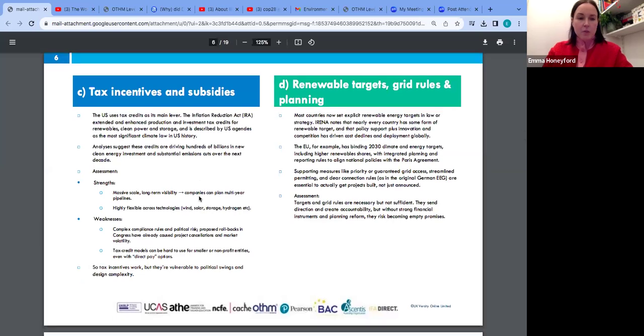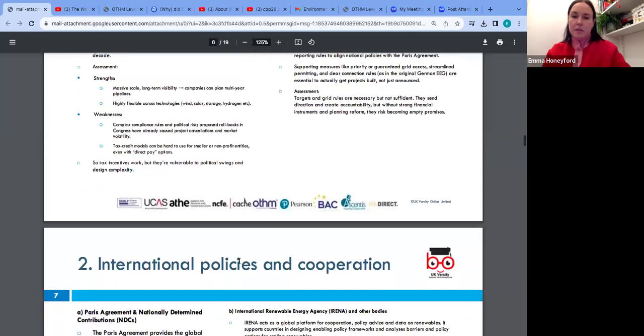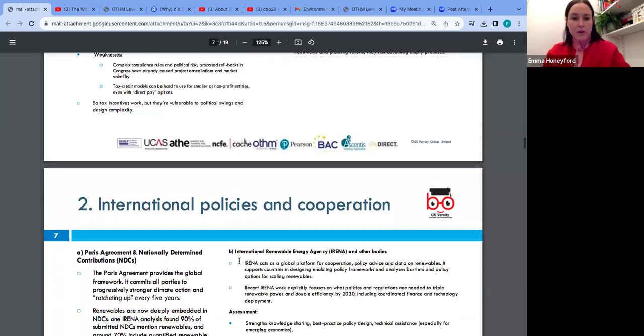So a weakness: the complex compliance rules and political risk, and proposed rollbacks in Congress. Obviously, there's been a lot of changes with the Trump administration, so that has impacts there. So that is potentially a risk for a lot of companies who have invested in this. So tax incentives work, but they're vulnerable to political swings and design complexity. So there is a politically sensitive nature to all of this as well.